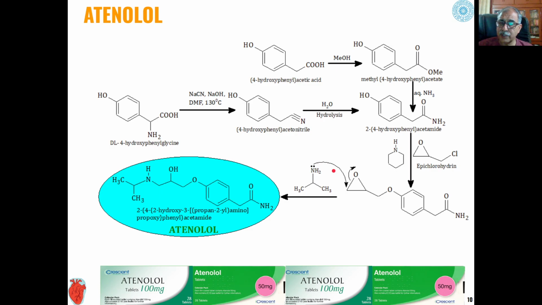So this nucleophilic pair of electrons will help in attack of the nucleophile to this carbon with the opening of the ring, and one hydrogen from here will be shifted to this oxygen, and we will get atenolol as the product. So this is how atenolol, which is used as a common antihypertensive drug, can be synthesized from this type of acetic acid derivative. 4-hydroxyphenylacetic acid can be converted into atenolol.